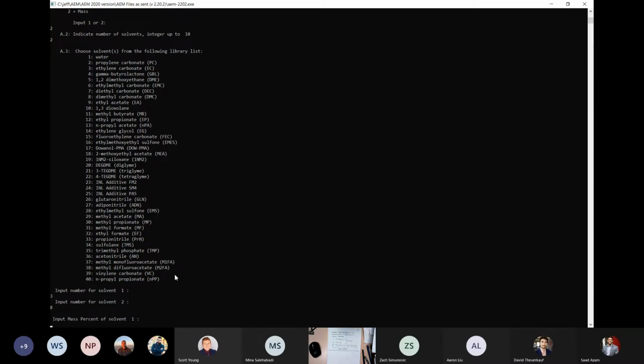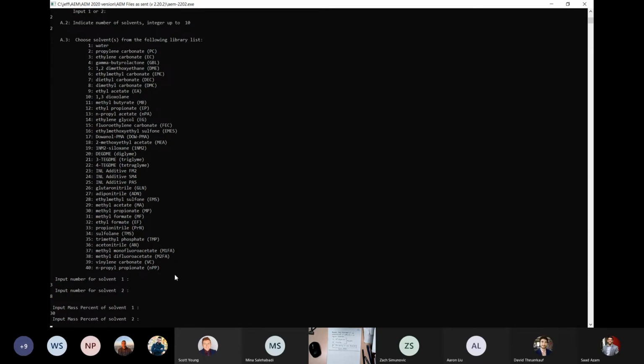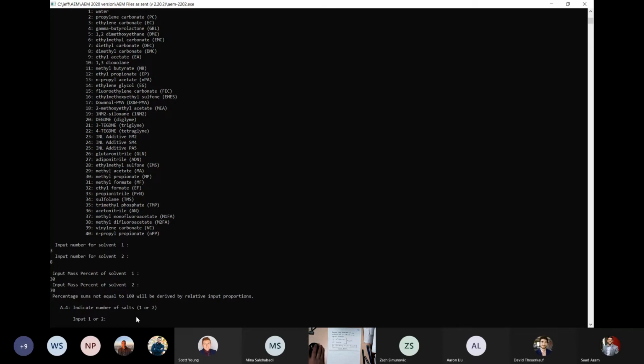Now we have to tell them the mass percentage of solvent 1. We'll pick 30%, because that's typical. EC 30, DMC 70, and 70 for solvent 2. And then it says indicate the number of salts. So you can have 1 or 2 salts. We'll just pick 1.